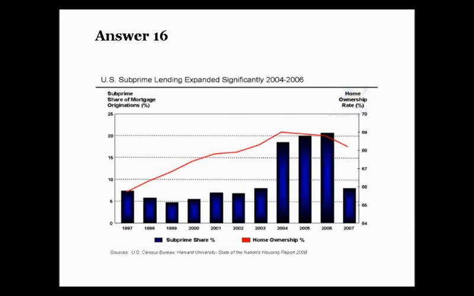Last but not least, home ownership rate increased from less than 66% to about 70% in 2004, but fell gradually later, ending on 68% in 2007. In conclusion, the trend of subprime's share of mortgage and home ownership rate are the same.